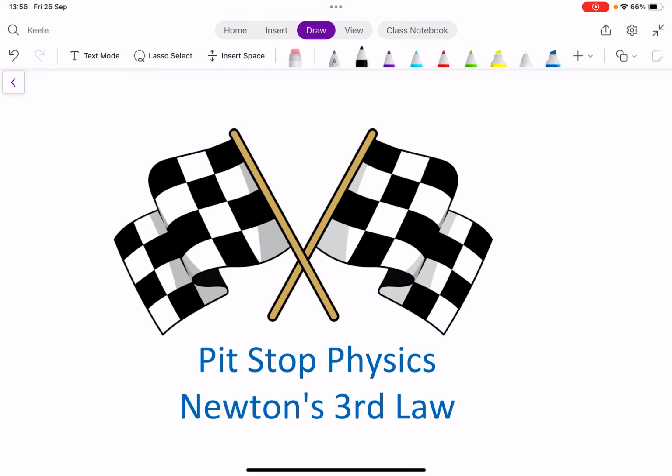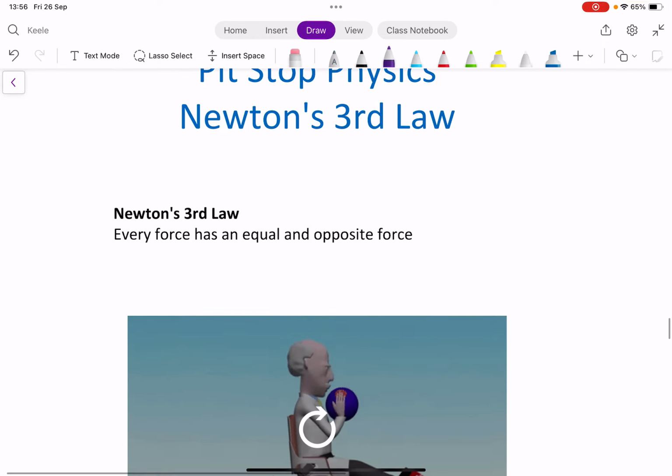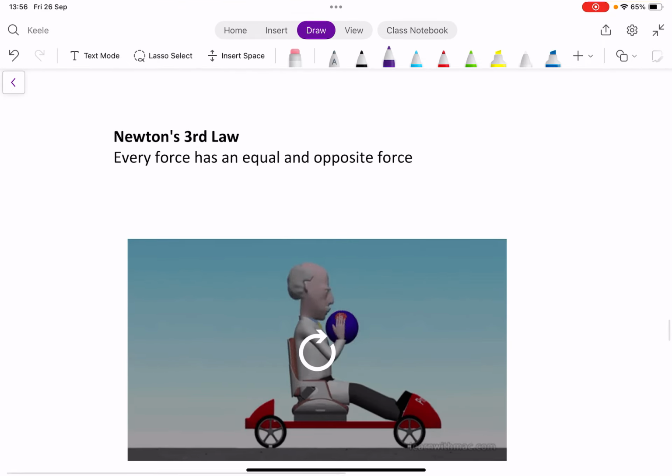So Newton's third law is a really quick and simple one. For physicists, it causes all sorts of quandaries, but for everyday applications for things like sports science, it's less worrisome. So basically the idea is that every force has an equal and opposite force.